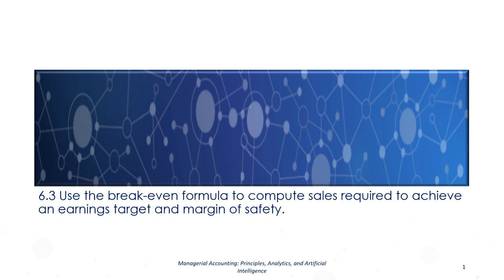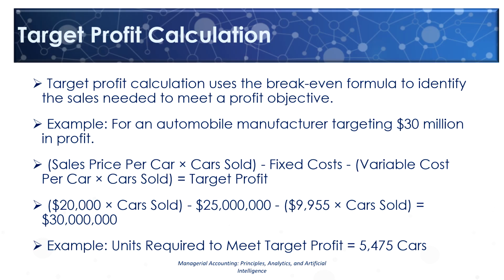Now we move into target profit calculations, learning objective 6.3. Target profit analysis uses the break-even formula, but instead of setting profit equal to 0, we set profit equal to a desired amount. For example, for an auto manufacturer targeting $30 million in profit, we might set the following formula: the sales price per car times the cars sold, minus fixed costs, minus the variable cost per unit times cars sold, equals a target profit.